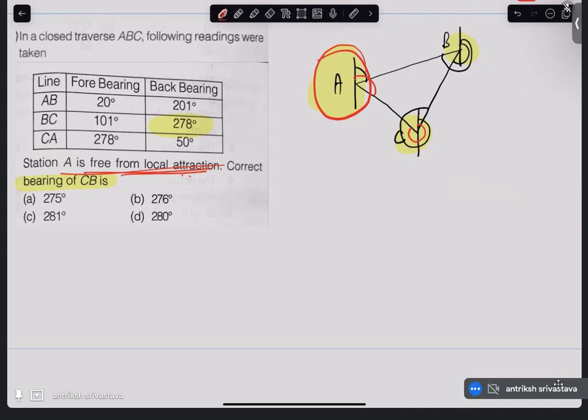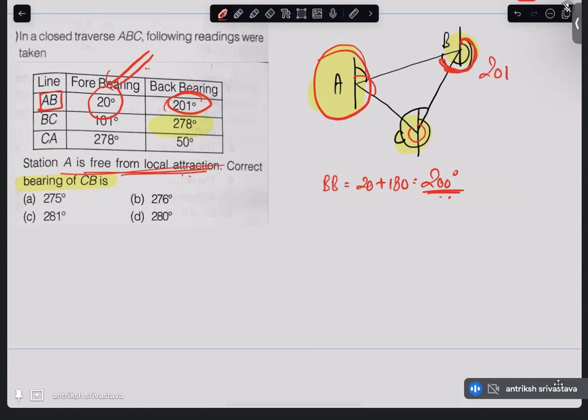All right. So since A is correct, the forward bearing measured at A for the line AB is going to be correct. Now this is less than 180. So this means that back bearing should be 20 plus 180, that is 200 degrees. But what we have measured at B, when we measured this back bearing, we measured 201 degrees. So what is the error? Error is of plus 1 and the correction should be minus 1 degree, right?